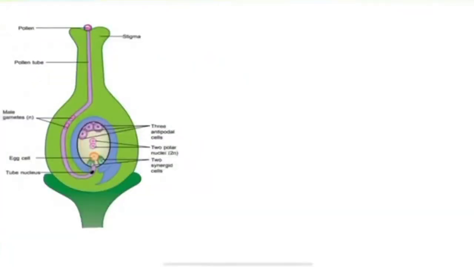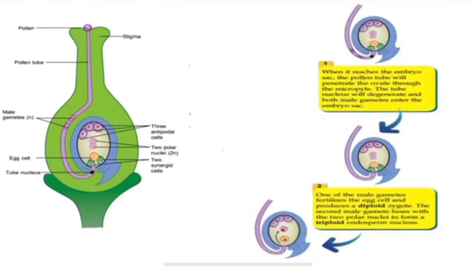Let's go into detail for the double fertilization. Okay, first, when it reaches the embryo sac, the pollen tube will penetrate the ovule through the micropyle. So, this is the pollen tube reaching the ovule and penetrating the ovule through the micropyle. After that, the tube nucleus will degenerate and move male gametes into the embryo sac. One of the male gametes fertilizes the egg cell and produces a diploid zygote. The second male gamete fuses with the two polar nuclei to form a triploid endosperm nucleus.